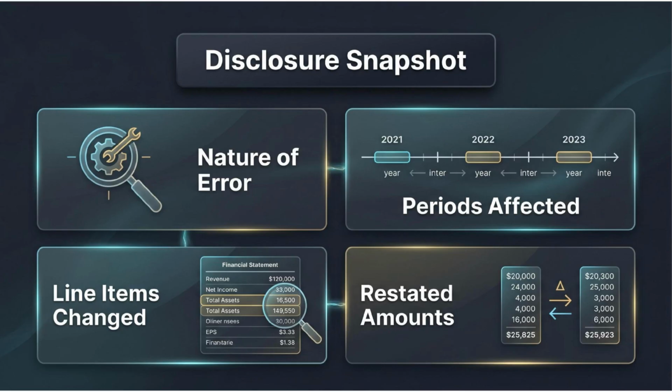The notes should explain the nature of the error in plain language, including why it is an error rather than an estimate change or principal change. They should identify the periods affected, including any interim periods if relevant. They should identify each line item changed in the financial statements. And they should present the originally reported and restated amounts so users can reconcile the correction. Good disclosure does not hide the problem behind vague language. It helps users understand what changed, why it changed, and how to use the corrected statements.